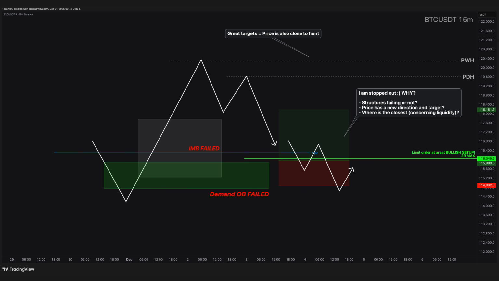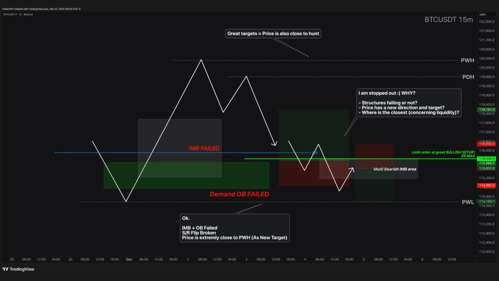And this is the moment where we need to accept that the direction has shifted. Price is now hunting a completely different pocket of liquidity. So when you start seeing multiple bearish imbalance zones forming, along with the failed bullish structures, you can flip your idea and look for trades in the opposite direction. And there's absolutely nothing wrong with doing that.